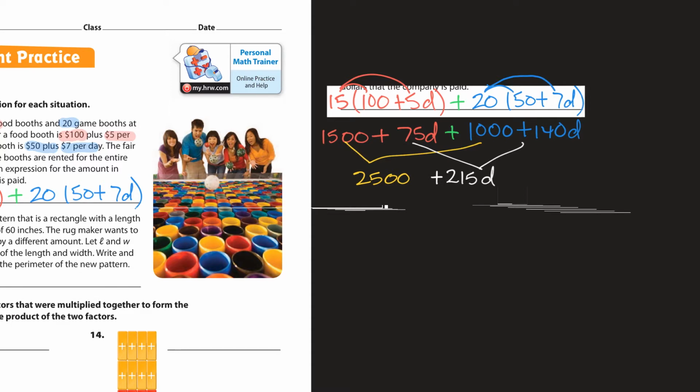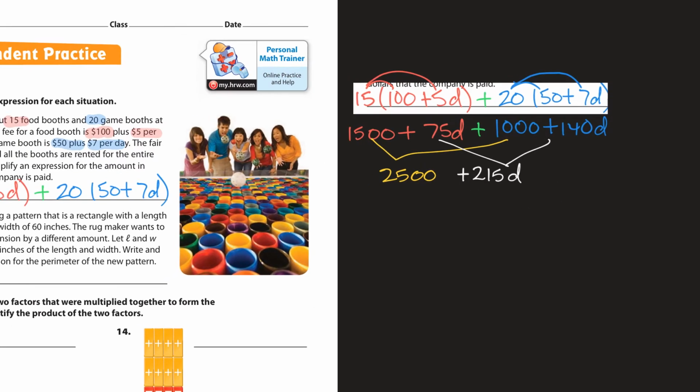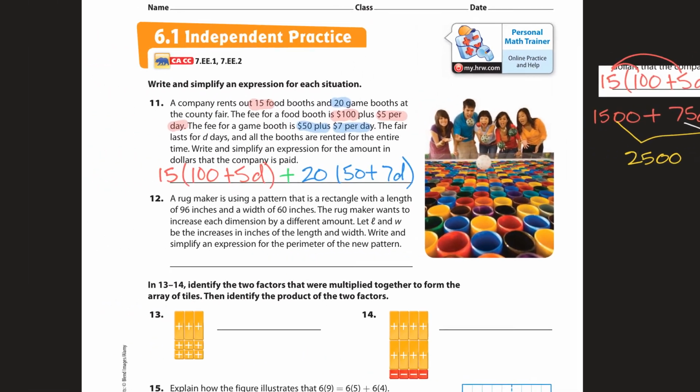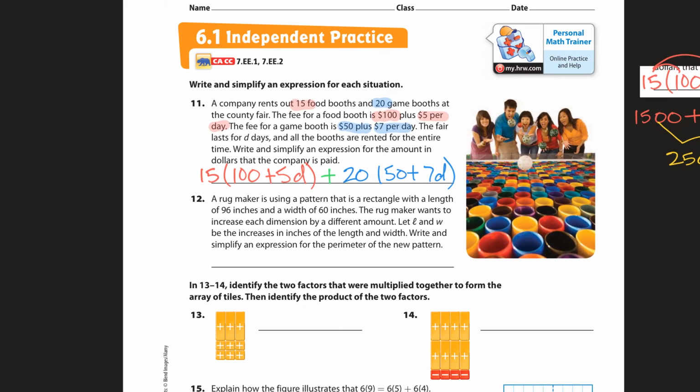So that is our simplified answer, and we have to write that somehow over here. 2,500 plus 215D. So maybe I'll put it over here. 2,500 plus 215D. And that is our simplified expression. Okay? Next.